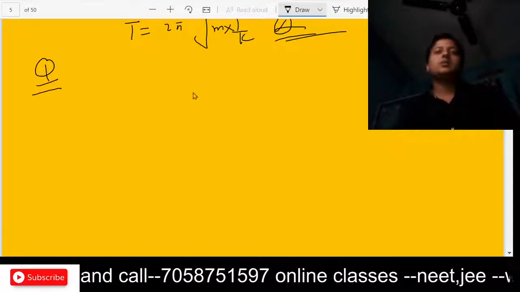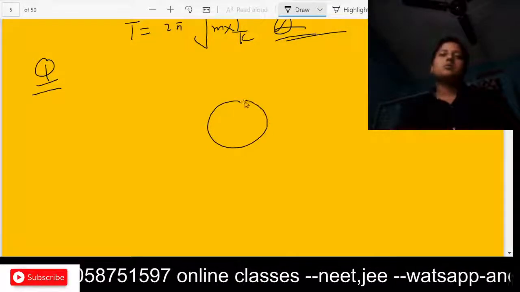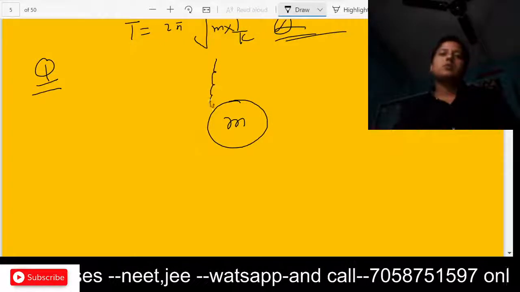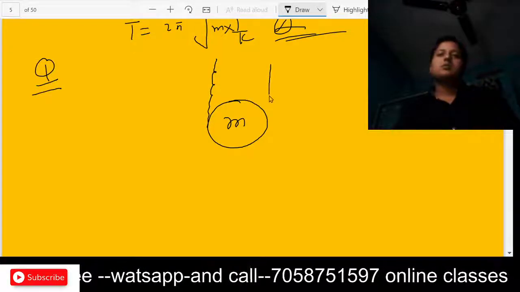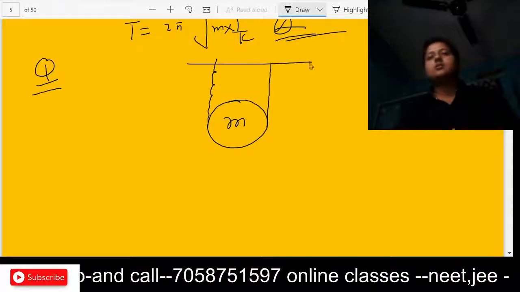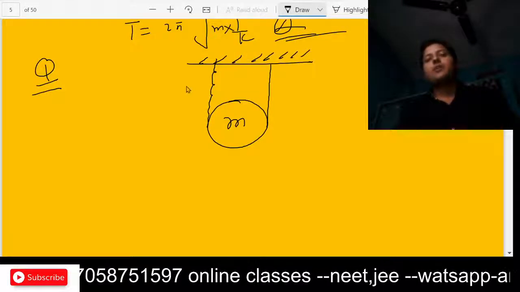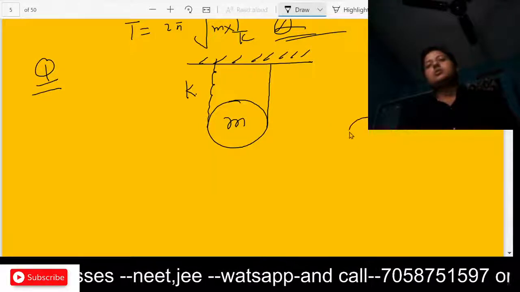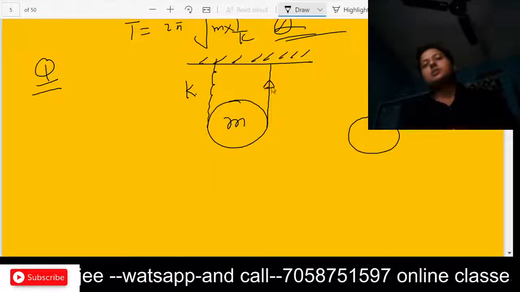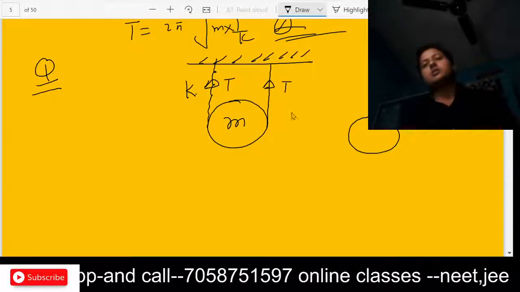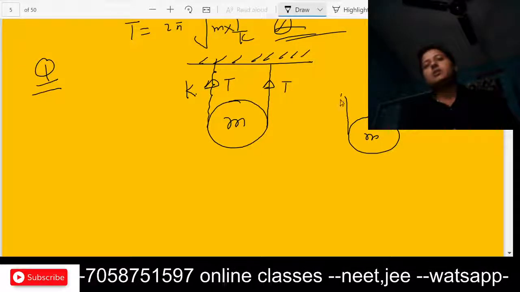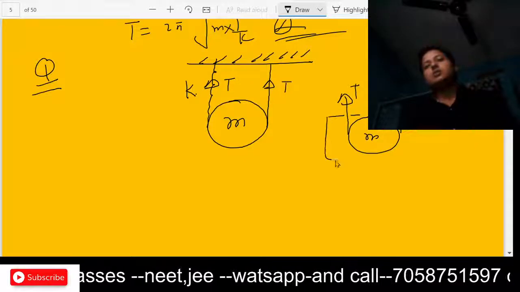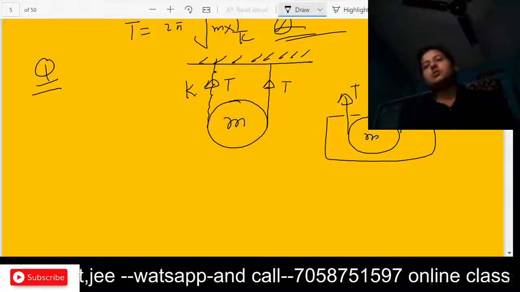Suppose in the next example there is a block of mass m in the form like this, and the body goes along like this. This is the system. The spring constant is k. So what is tension on mass? If this part has tension T, this part also will have tension T. So tension in mass is T and T, so tension in mass is 2T.